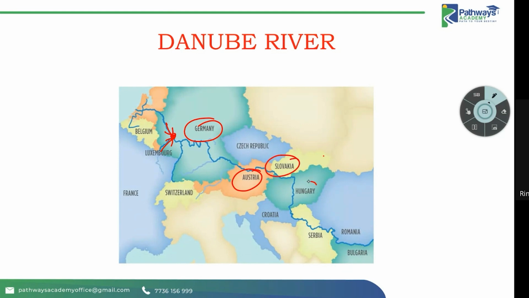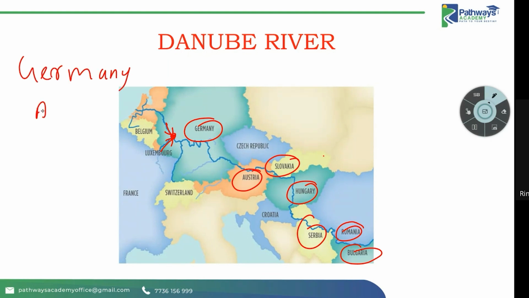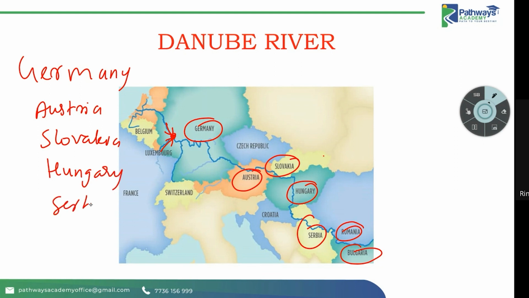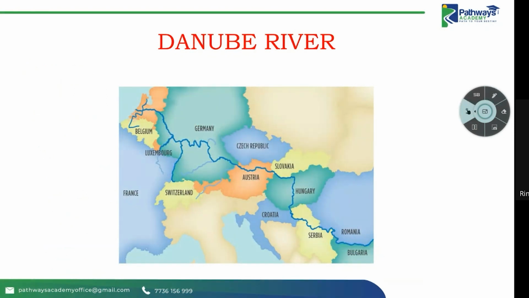Slovakia, Hungary, Serbia, Romania, and Bulgaria. First it originates from Germany, then it passes through Austria, Slovakia, Hungary, Serbia, Romania, Bulgaria, finally Ukraine.